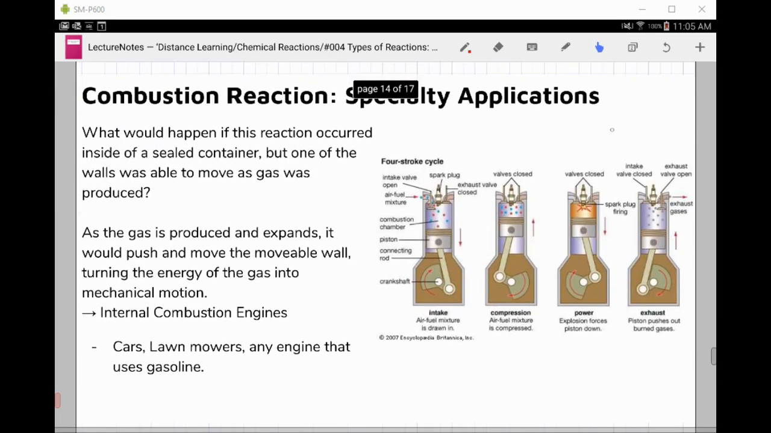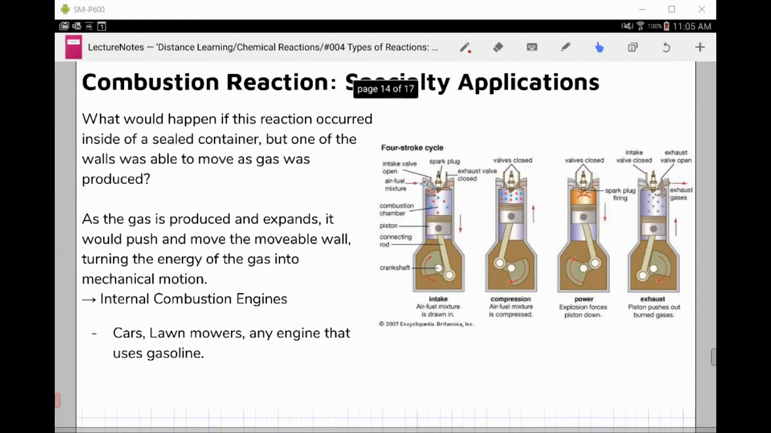If we had this in a sealed container where a wall can move, that's how we get an engine, what's called an internal combustion engine, like the kind that power gasoline-powered cars, lawnmowers, or any other kind of gasoline-powered motor. What happens is the air and the fuel mixture comes in. As it gets combusted, it pushes what's called the piston, right, that wall, down, and spins the gears and turns the crank in the engine, causing the wheels to turn and the car to move.